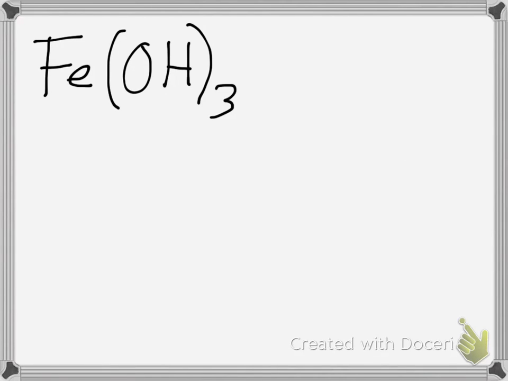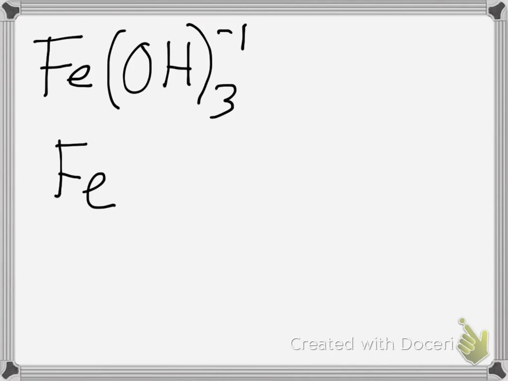Right here we have iron hydroxide. But since we don't know the charge of iron, we must use Roman numerals. Now let me show you how to do this. So you have iron here and hydroxide. We know hydroxide has a charge of -1.